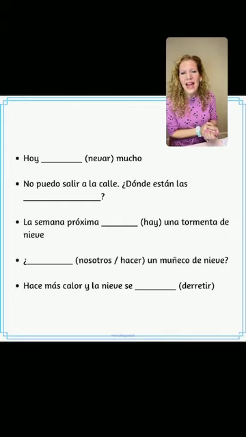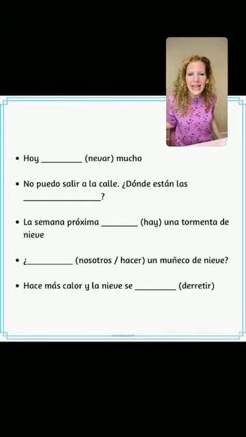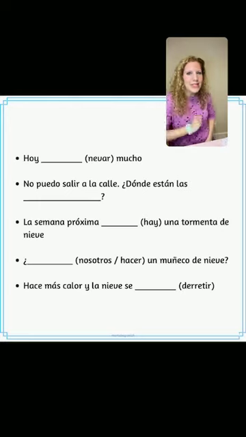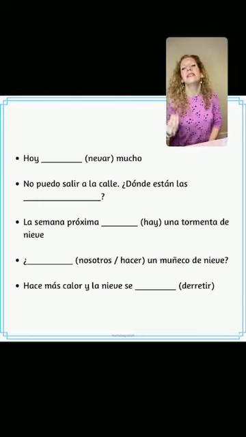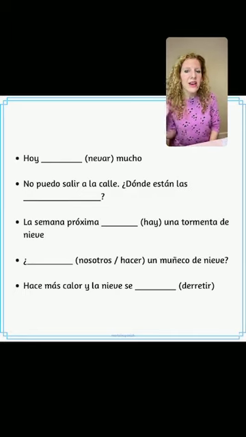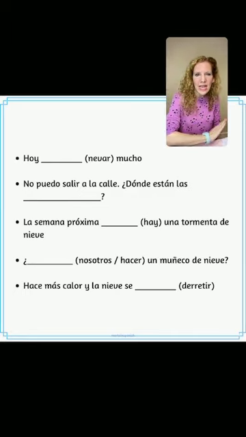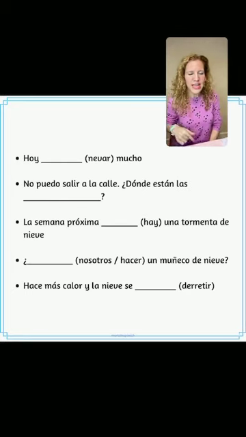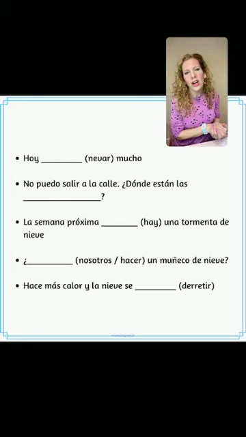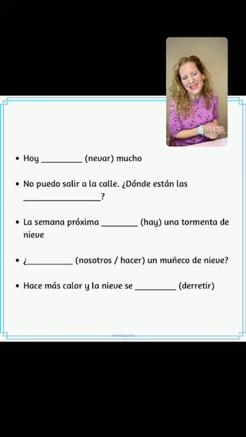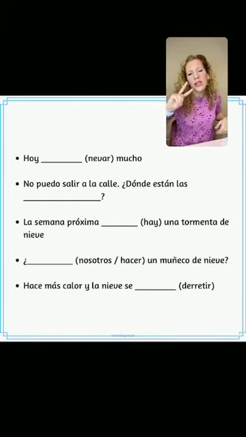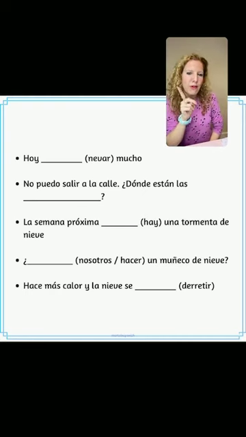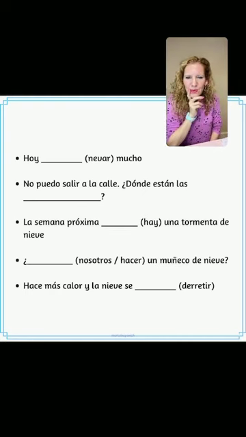Our last one. Hace más calor y la nieve se... What do you think? And the verb is derretir. Remember, derretir is to melt. Okay, so it's getting hot or it's hotter and the snow is... What do you think? Hace más calor y la nieve... You can say two. Yeah, I'm thinking of one, but you can say two.